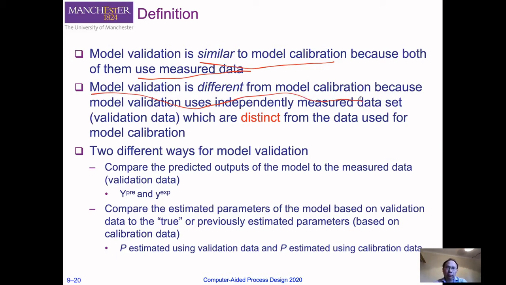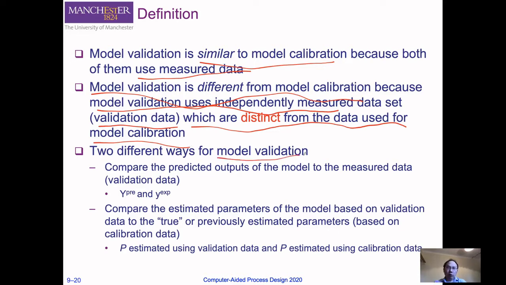This is because the model validation should use independently measured data set. This data set is also called validation data. The validation data should be different from the data used for model calibration. When we develop the model, we use a set of data. However, when we validate the model, we should use different set of data.